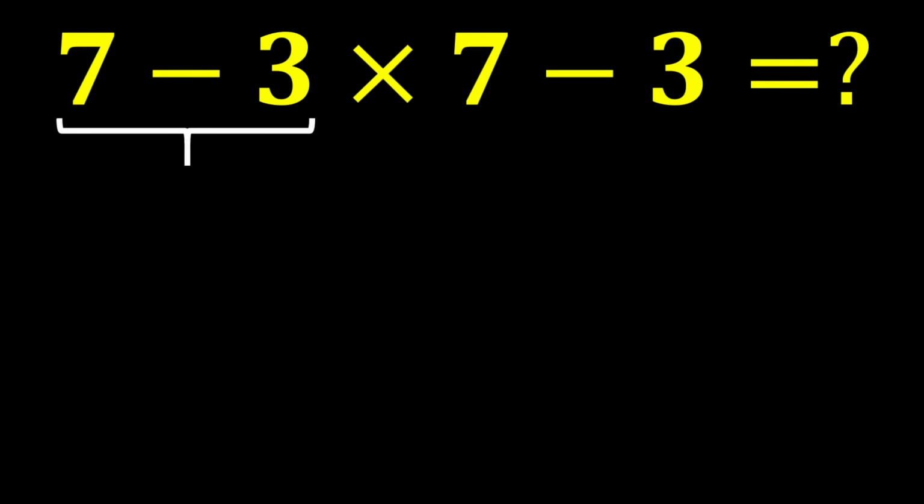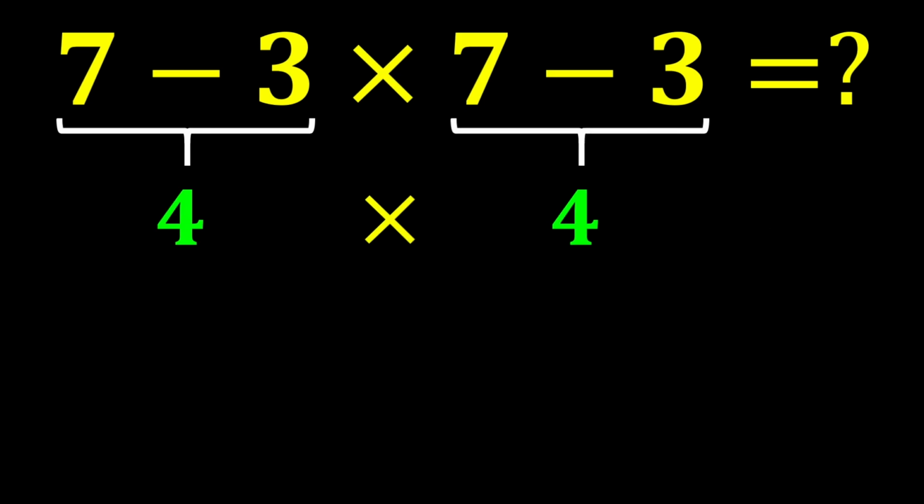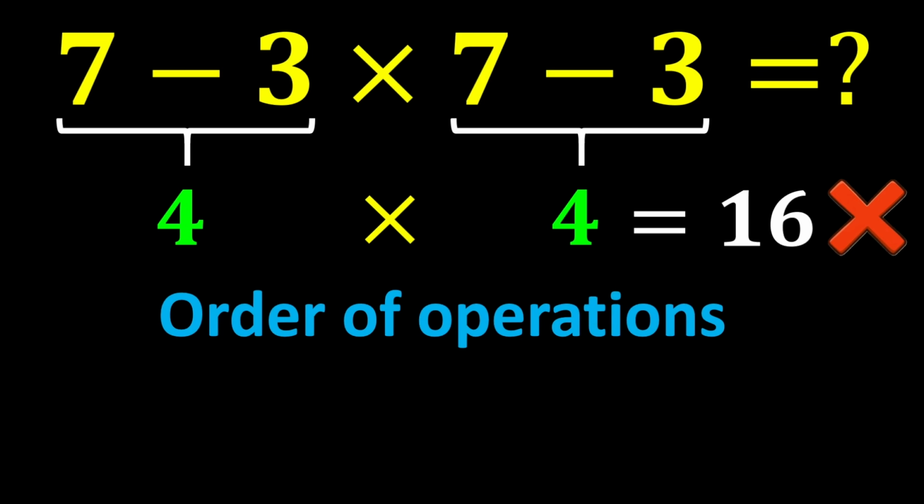7 minus 3 gives us 4, and again 7 minus 3 gives us 4. In the end, 4 multiplied by 4 gives us 16, which is our final answer. But this answer is not correct because we did not follow one of the most important rules in mathematics called the order of operations. The order of operations tells us that when we face a mathematical expression, we cannot start solving it from anywhere we like.